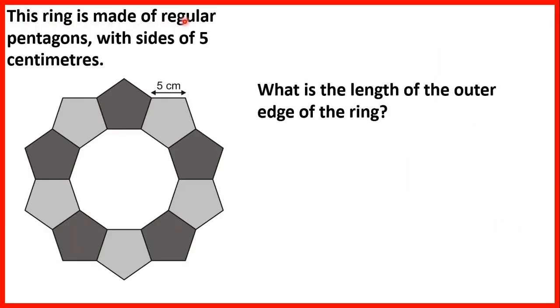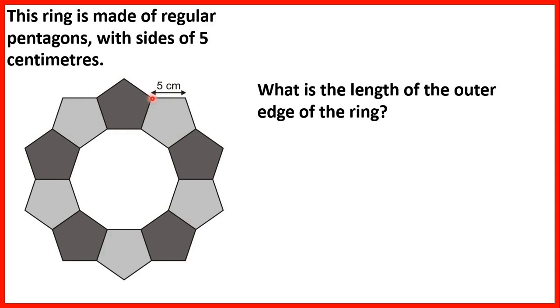This ring is made of regular pentagons with sides of 5 centimeters. What is the length of the outer edge of the ring? So the outer edge is the edge on the outside. We know that it's a regular shape, so all of the sides are the same length, so all are 5 centimeters.